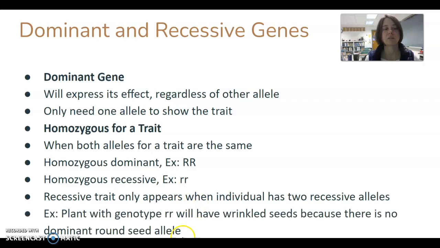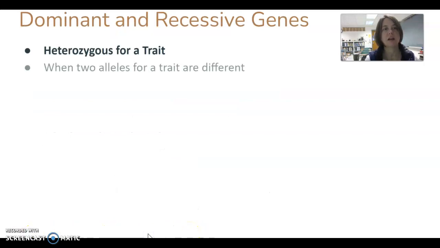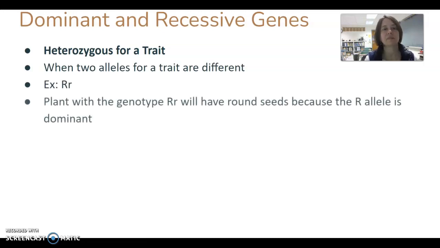For example, a plant with genotype little r, little r will have wrinkled seeds because there is no dominant round seed allele. An organism could be heterozygous for a trait, and that's when there are two alleles that are different, so a capital R and a little r. If you have capital R for round and little r for wrinkled, what will the plant look like? Well, it will have round seeds because the dominant allele expresses the trait.